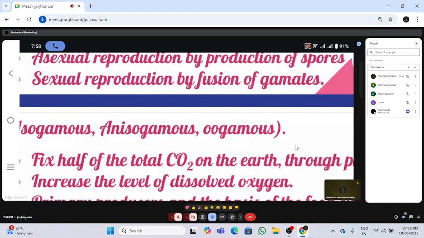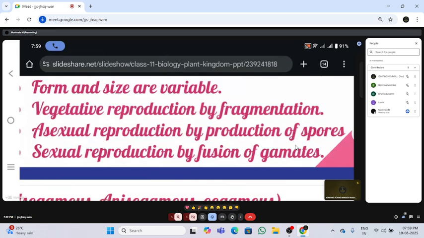Anisogamy is the fusion of smaller, more active gametes with larger, less active gametes. One is smaller and more active, the other larger and less active. The fusion between two such gametes is anisogamy. Then oogamy is the fusion of a small motile or non-motile male gamete, called sperm, with the non-motile female gamete, called the egg. So this is called oogamy. And also I told vegetative reproduction is by fragmentation. What do you mean by fragmentation?